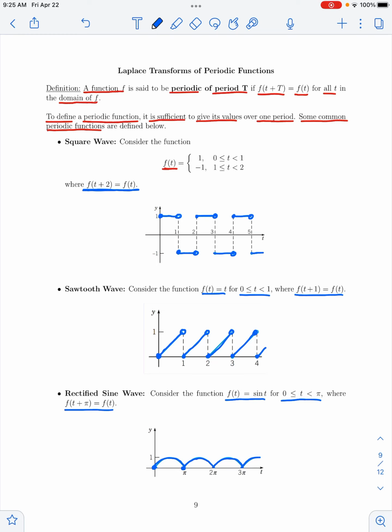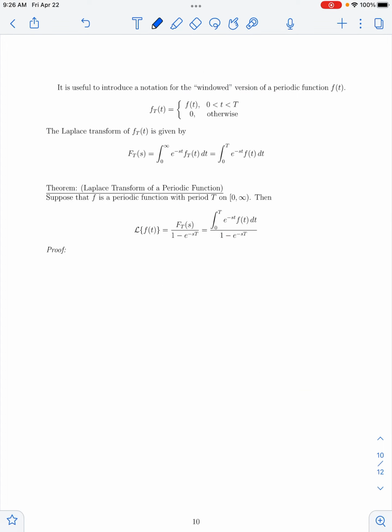So these periodic functions, I'll say they appear in some nice applications for differential equations and engineering. And so let's discuss how to define a Laplace transform of these types of functions. So before we see how to find the Laplace transform of a periodic function, let me introduce a little more notation.